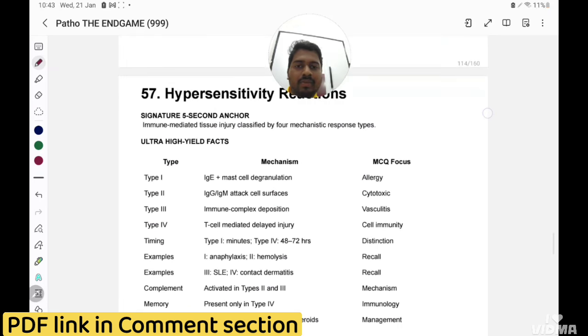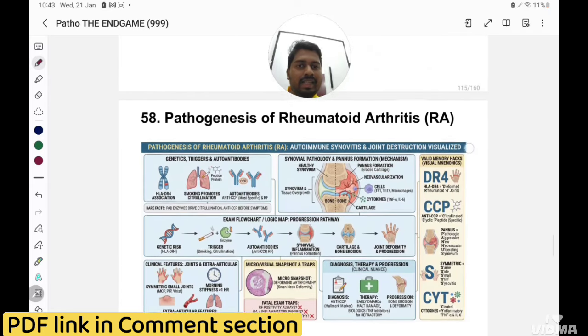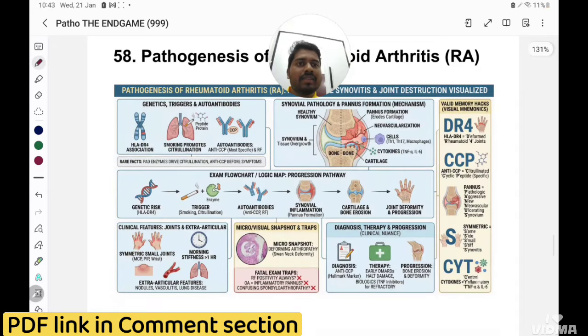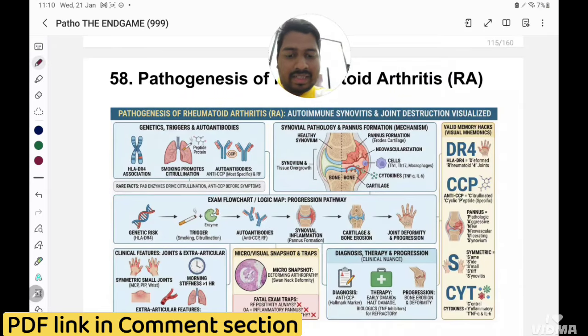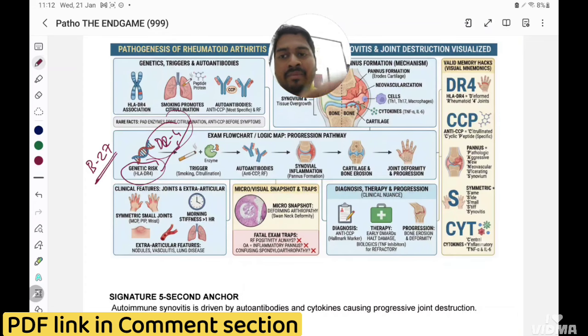Next we'll go to hypersensitivity reaction. That is again a repetition, it was by mistake, so just cross it over, and we'll go to rheumatoid arthritis, the pathology part. I discussed earlier, there is always an underlying genetic risk. In rheumatoid arthritis, rheumatic fever is entirely different, this is in the form of DR4. Remember, DR4 is for rheumatoid arthritis. HLA B27 was for ankylosing spondylitis. So here it is DR4. Along with this genetic predisposition, when there is a trigger, the most common trigger is smoking.